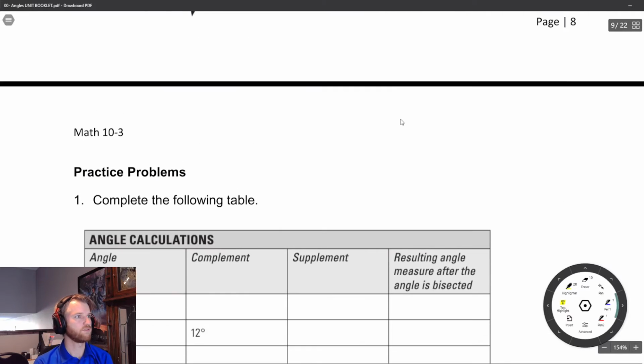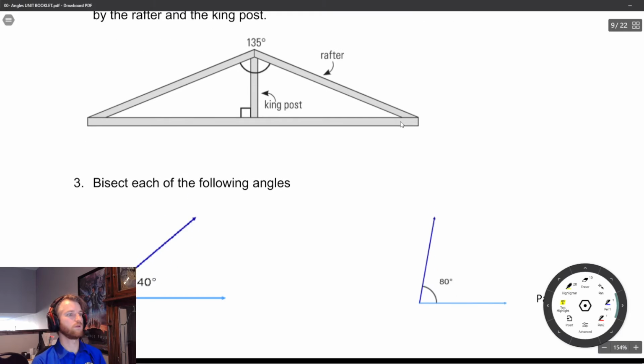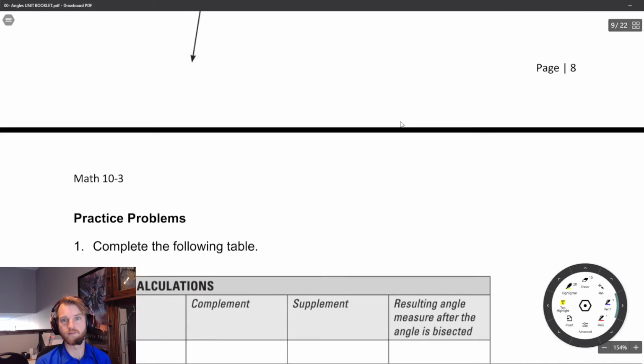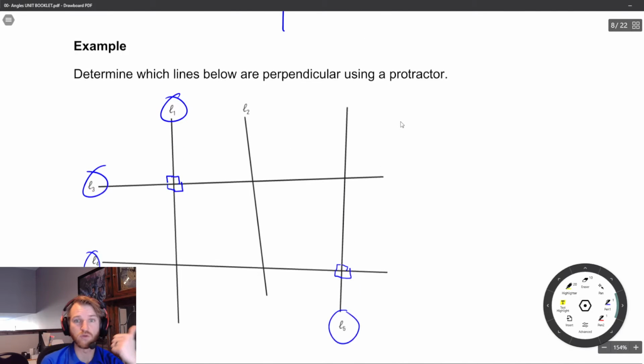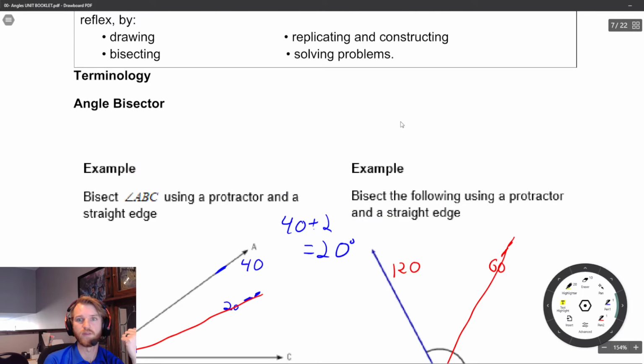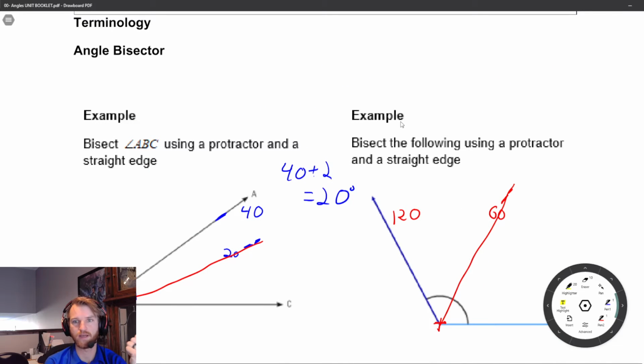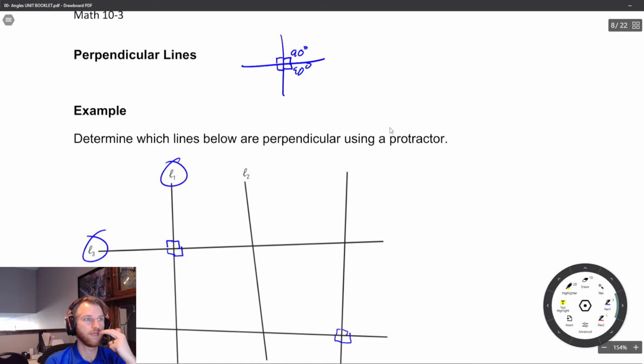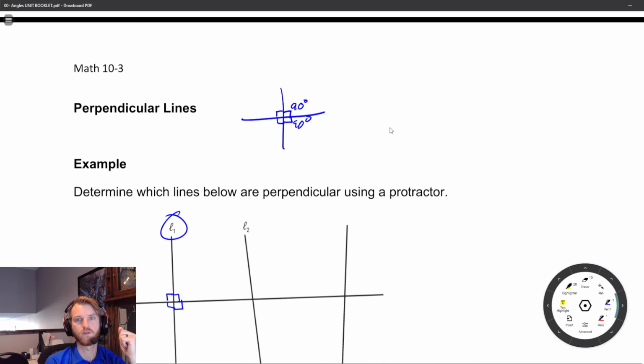Some practice, and there you go. That's it for this one. But you need to know that terminology. You need to know that bisecting means splitting an angle in half and how to do that with your protractor. And you need to know that perpendicular lines are crossing and making a perfect 90-degree angle. So this is a nice, easy one. Good luck on the assignment.